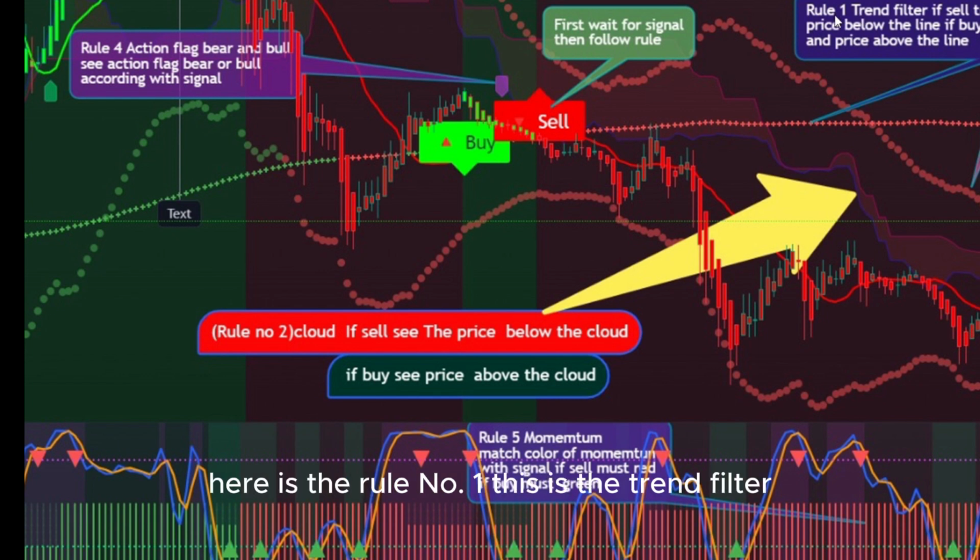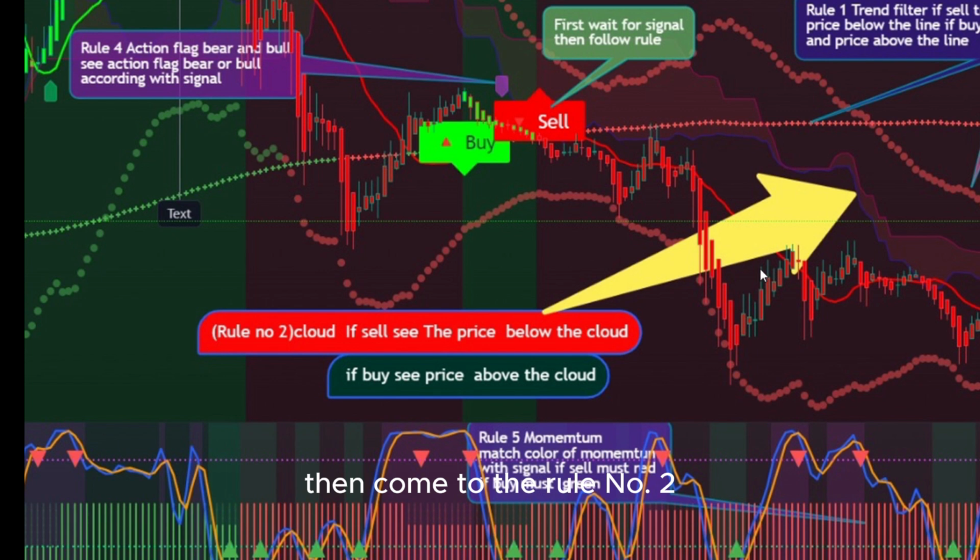Rule number one is the trend filter. You see there is a cross line. We say that this is the trend filter. When the price is below this line, the line color will be red. If there is a sell, the price must be below the trend filter and the trend filter color is red. Conversely, if there is a buy signal, the price must be above this line and this line color is green. This will support the buy signal.